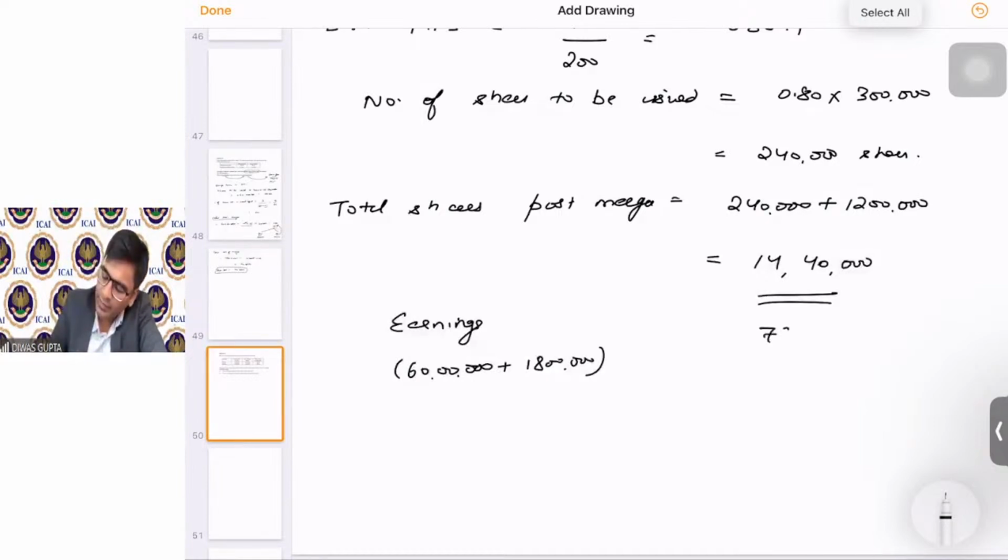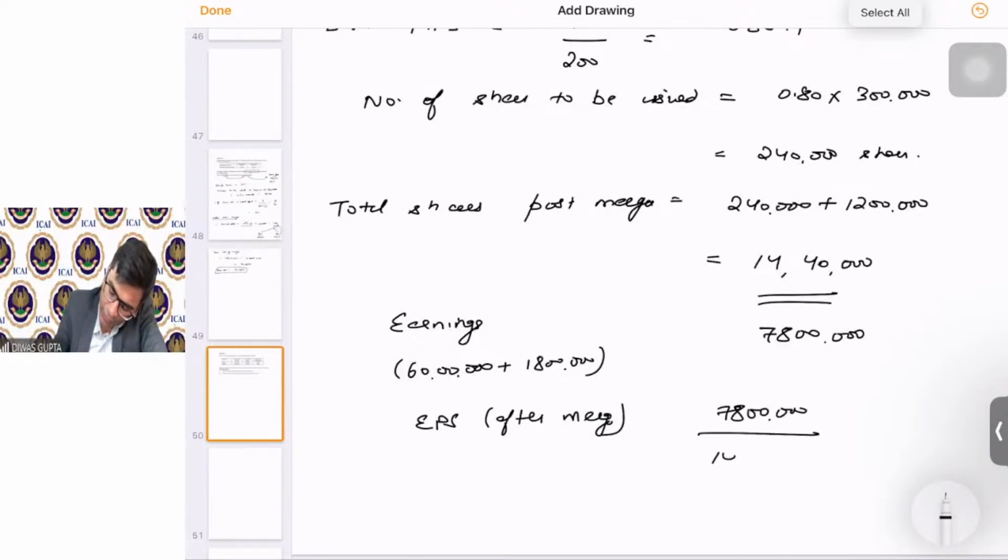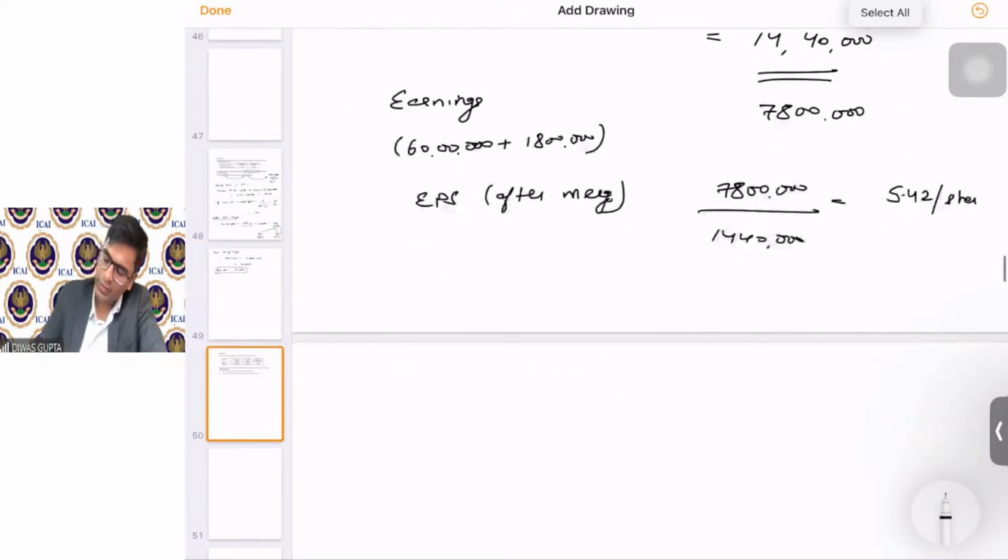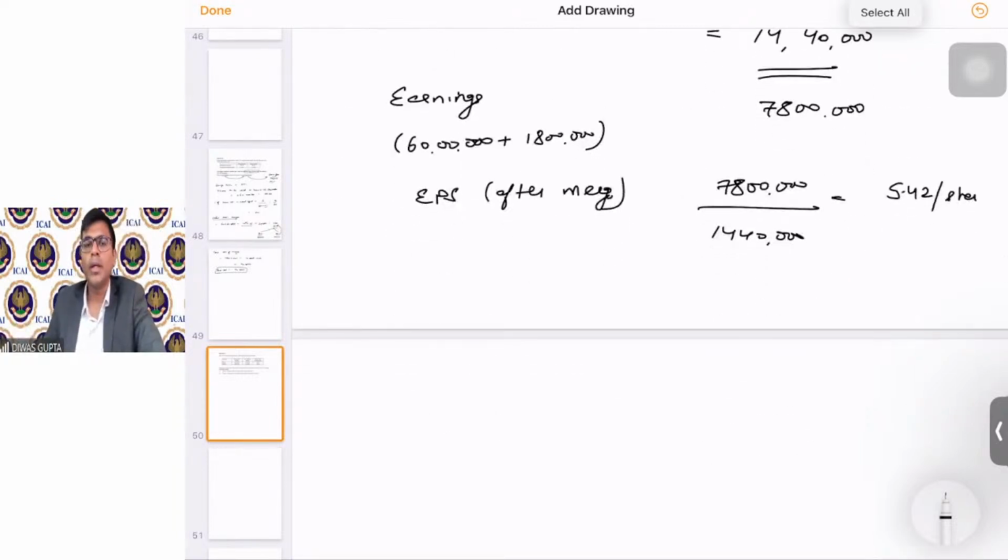So the total is 78 lakhs. EPS after merger will be 78 lakhs divided by 14 lakh 40,000. So this becomes 5.42 per share, students. Okay.